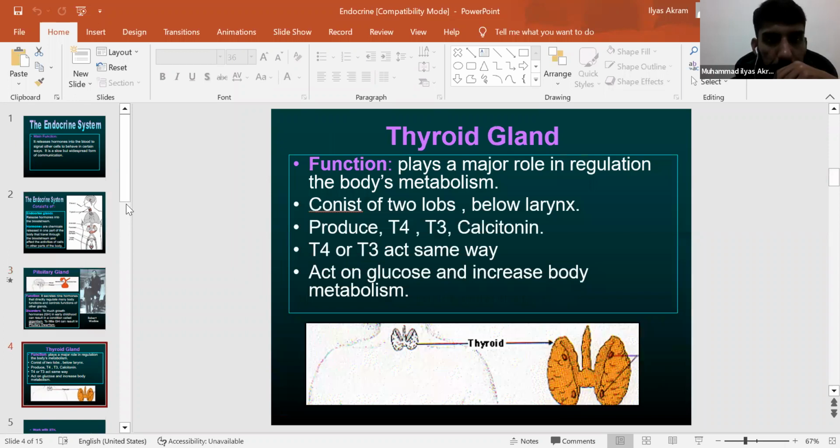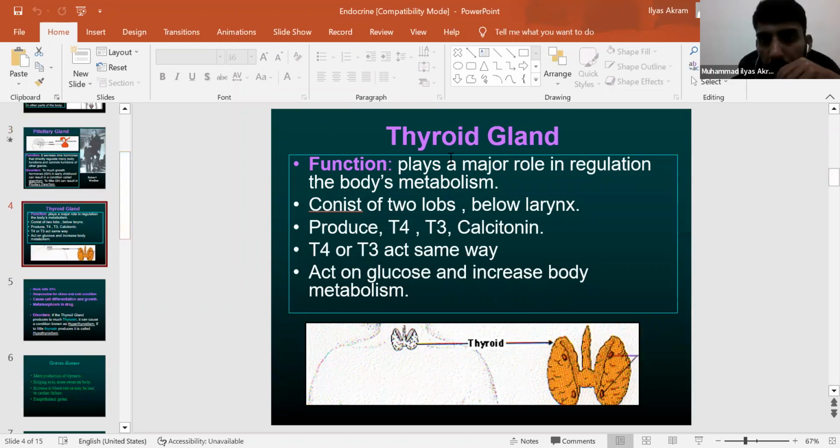The next gland is the thyroid gland, which is controlled by the pituitary gland. Its major function is regulation of the body metabolism. We have already discussed the respiration process. All the processes of respiration are controlled by the thyroid gland, and it consists of two lobes. It is situated below the larynx, and it produces three hormones. One is T4, another is T3, and the last one is calcitonin. T4 contains 4 iodine atoms, while T3 contains 3 iodine atoms.